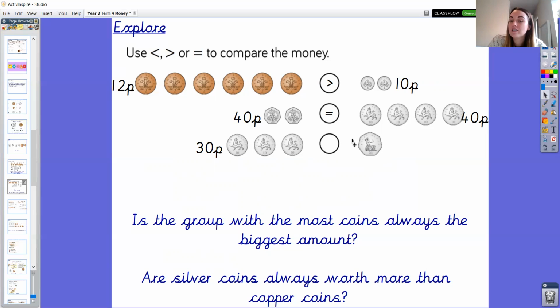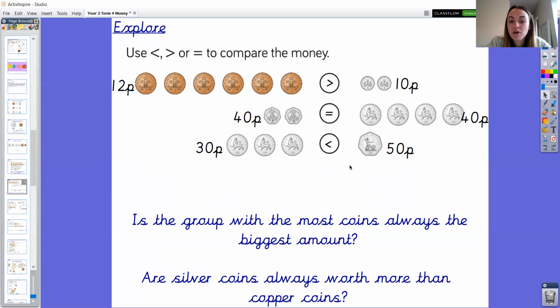This coin is silver and it's larger in size. What's the value of this coin? 50p. Well done. So let's say this statement together, filling in the missing comparison. 30p is less than 50p. Well done, Year 2.